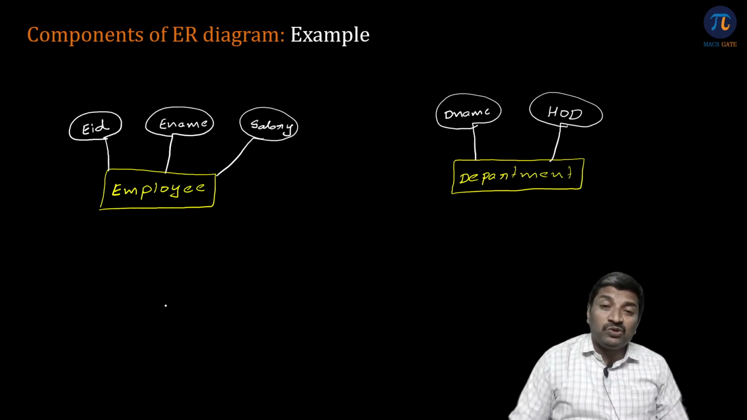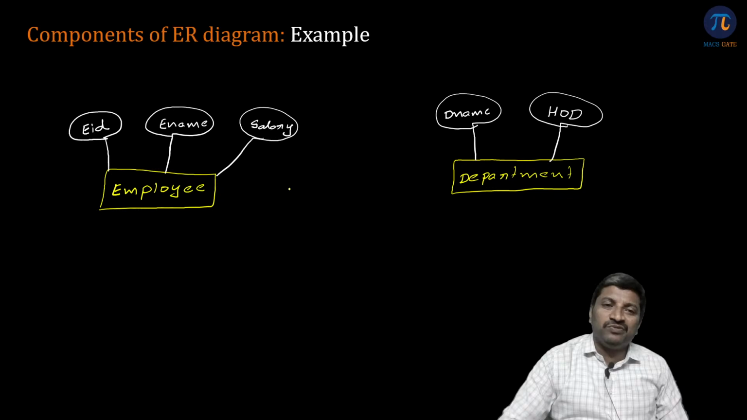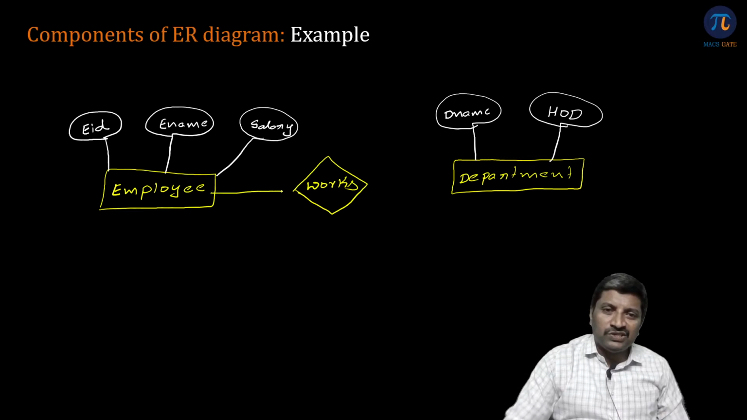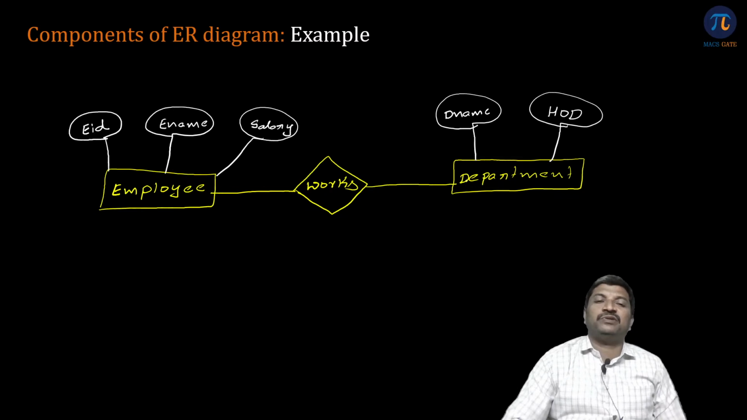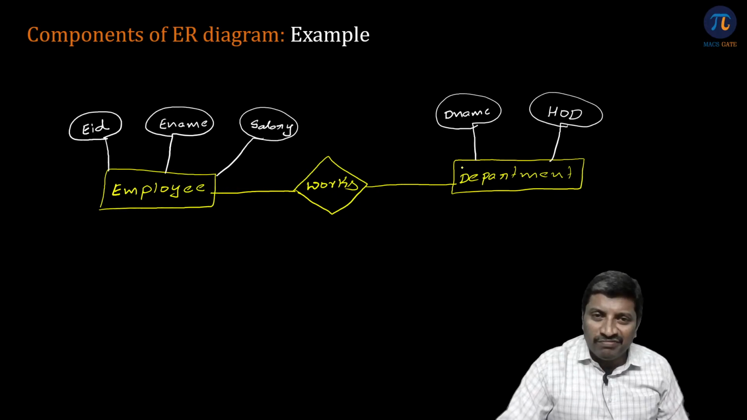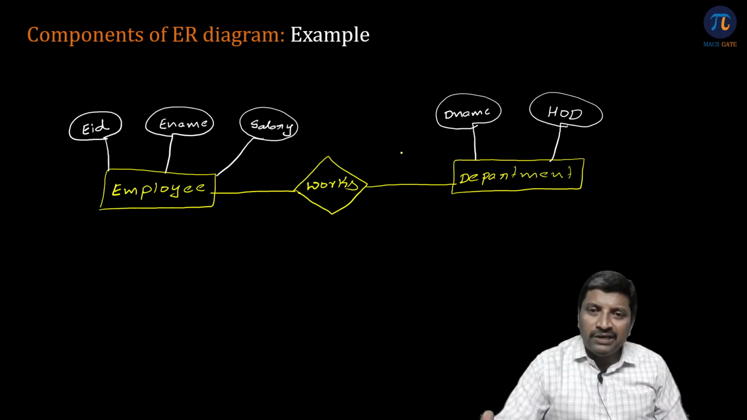Right? Now the question is, what is the relation between these two? Or what is the connection between these two? Sir, every employee will work in some department. Right? So this employee works in this department. Hope you understood it, sir. So this is about a simple example of ER diagram where you consider three components: entity, attribute, relationship. Hope you understood it.